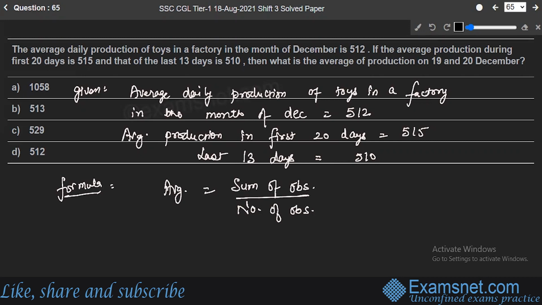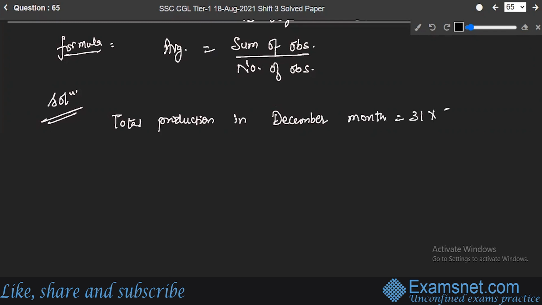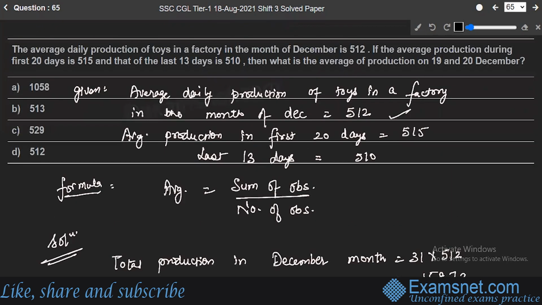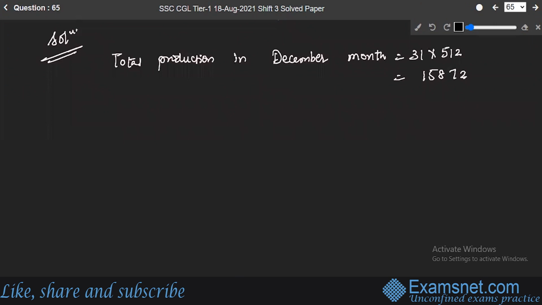Right. So, first of all, average daily production of toys in the factory for the whole month of December was 512. So total production in December month is equal to 31 into 512, that is equal to 15872. Right, this was given to us. The average was 512. There are 31 days in the month of December. So total production in the December month is 15872.